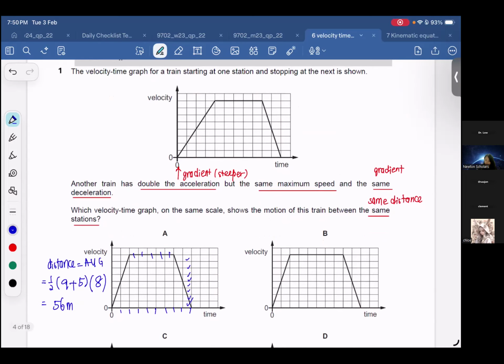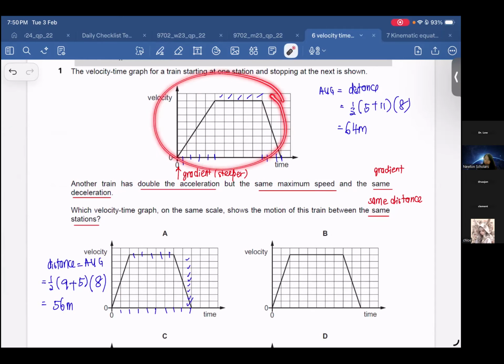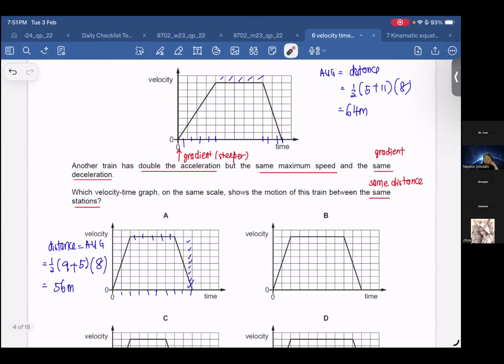Here we want to find, at the start, what is their total distance. This area under the graph represents the distance. So the distance here is one over two trapezium mathematics. So 5 plus 11, times the height, which should be 8. Your answer is 64 meter. This is train A. It travels 64 meter between the two stations. So A is the wrong answer.